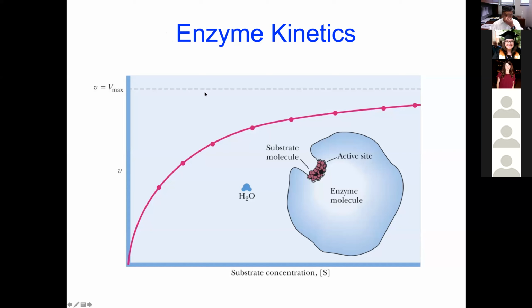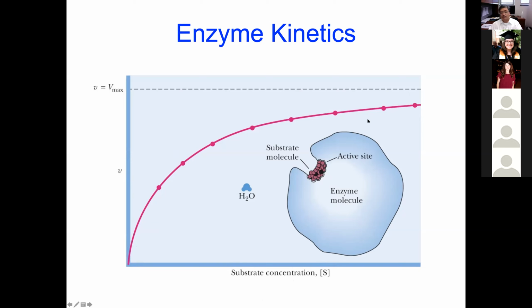So here I show you a plot of the velocity of an enzyme catalytic reaction as a function of the substrate concentration. And again, you see this hyperbolic curve, similar to the curve we saw for the oxygen binding by myoglobin that we derived previously. Today I will show you how we describe the velocity of an enzyme catalytic reaction as a function of the substrate concentration.